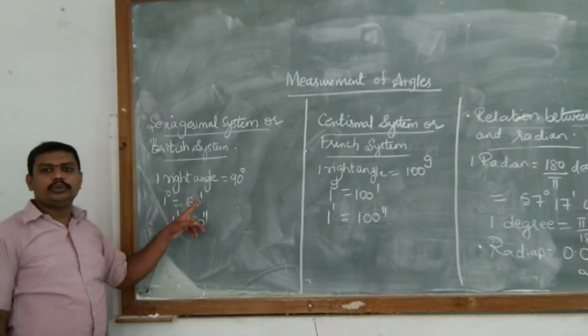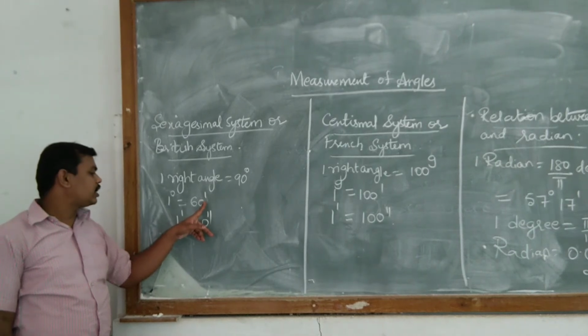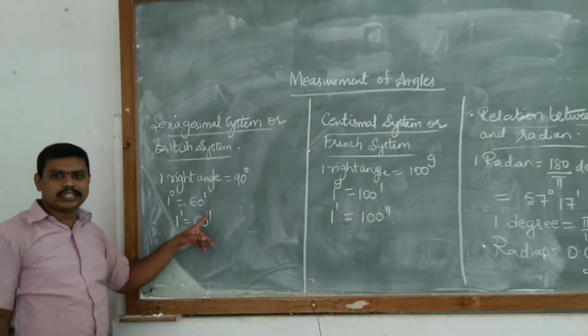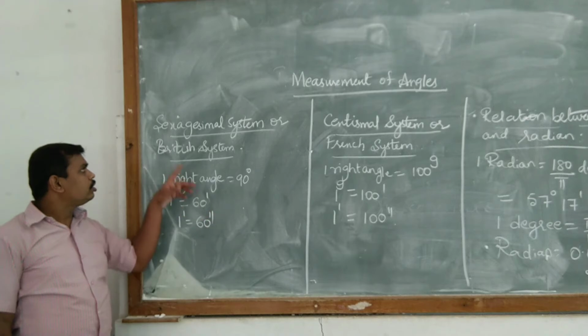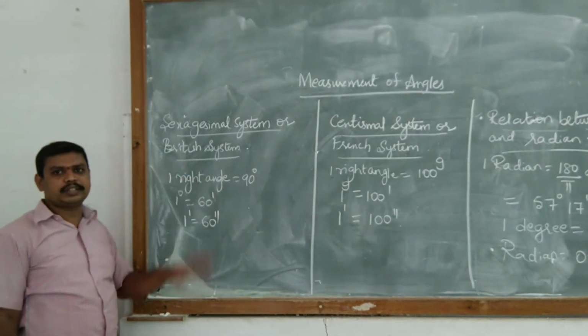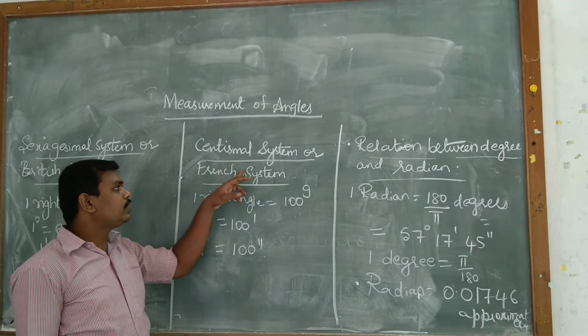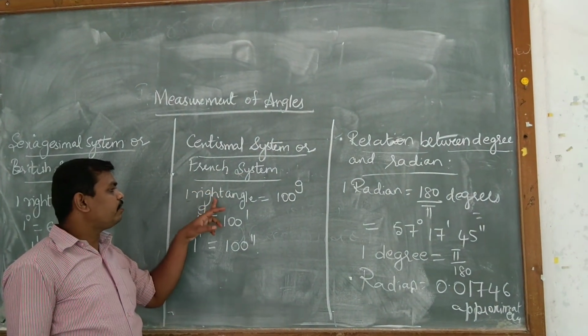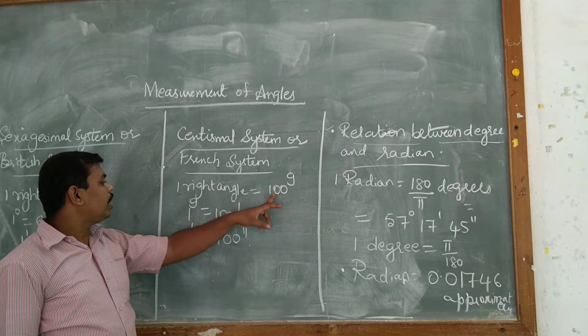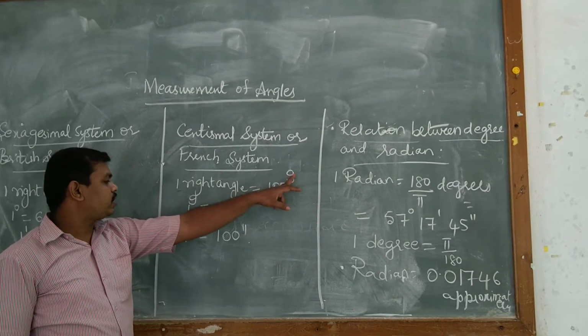1 degree is equal to 60 minutes and 1 minute is equal to 60 seconds. So this is about the hexadecimal system. The second one is the centesimal system or French system. In the centesimal system, we have 1 right angle is equal to 100 grades.